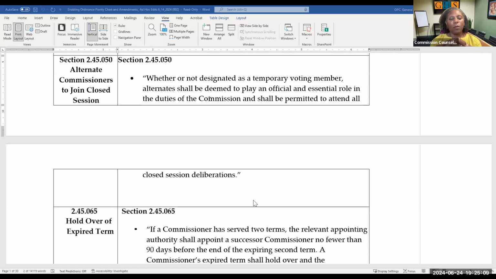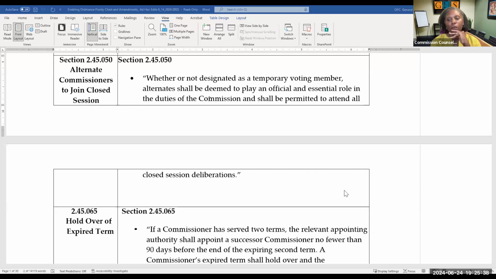I can't think of how I'd want to do it off the top of my head, but we might want to put it at the beginning. We might want to just say, in this context, official and essential is defined for the purposes of this particular section.